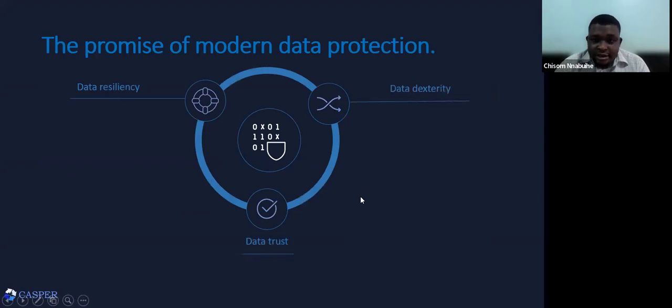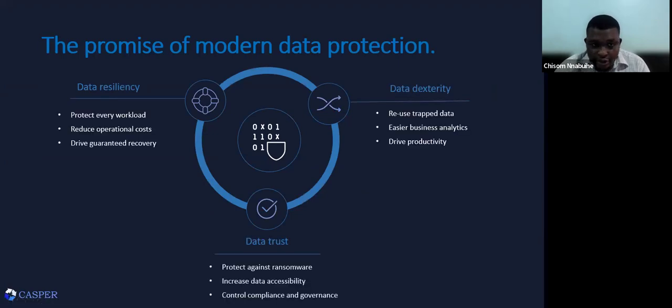So the promise that modern data protection gives all organizations is, one, they can become data resilient, and we guarantee that yes, we'll be able to protect every workload that we have. We can reduce our operational costs and also ensure guaranteed recovery. So aside from that, there's some level of trust. We can trust that the data is protected from ransomware. We can increase accessibility to data.